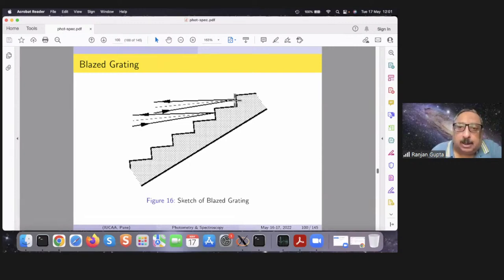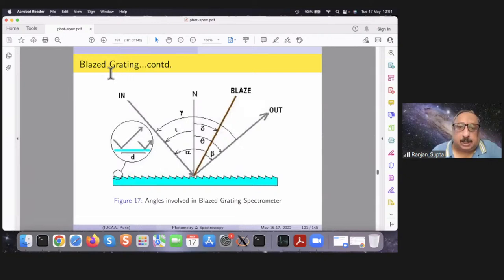This is a reflecting surface coated with aluminium. The light comes and goes back almost in the same direction. So this is called blazing, which means you would like the spectrum to be focused in one particular direction. Now, what is blazing? This is clear in this.